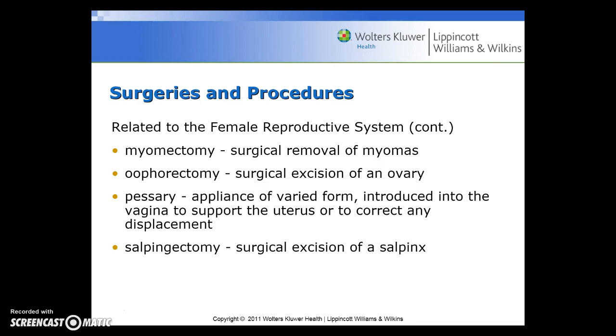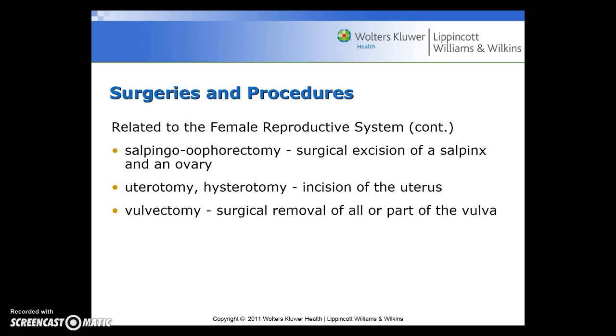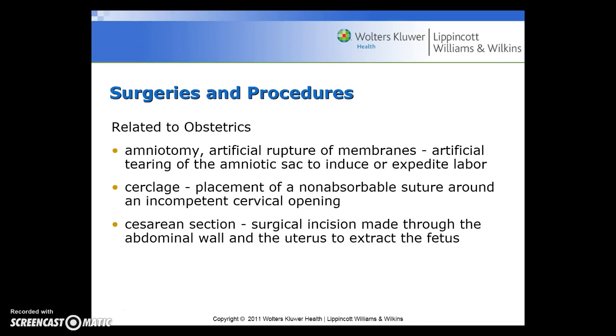A pessary is an appliance of varied form, and it's introduced into the vagina to support the uterus or to correct any displacement. Salpingectomy is the surgical excision of the salpinx. A salpingo-oophorectomy is a surgical excision of a salpinx and an ovary. A uterotomy or a hysterotomy is an incision of the uterus. A vulvectomy is the surgical removal of all or part of the vulva.